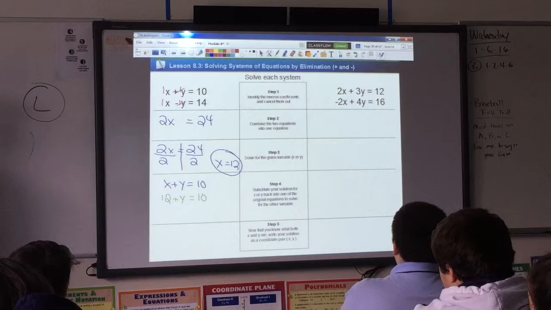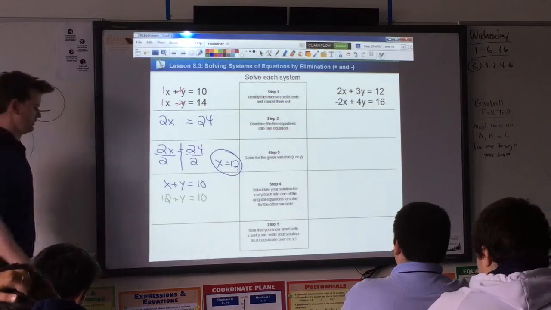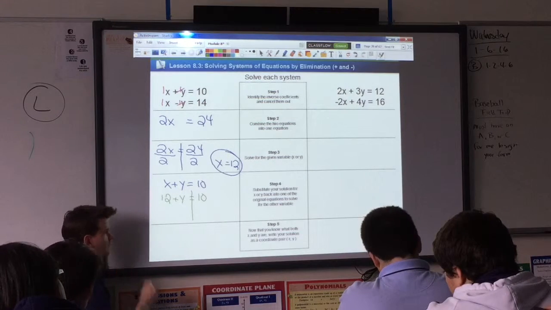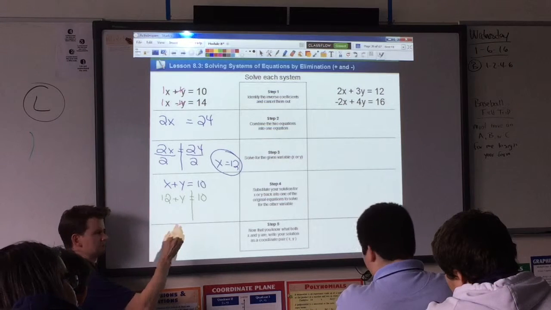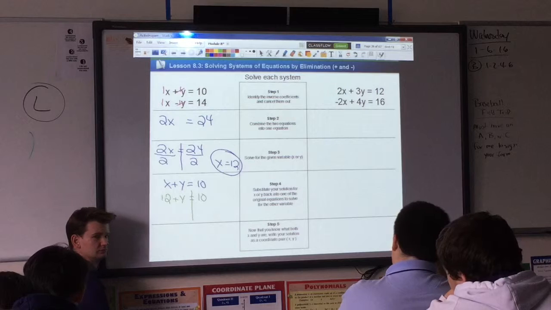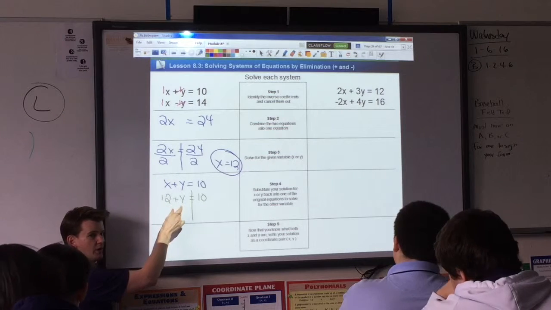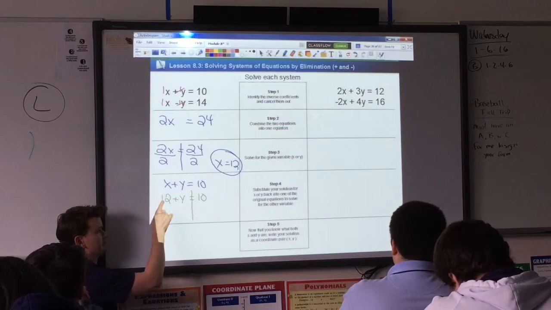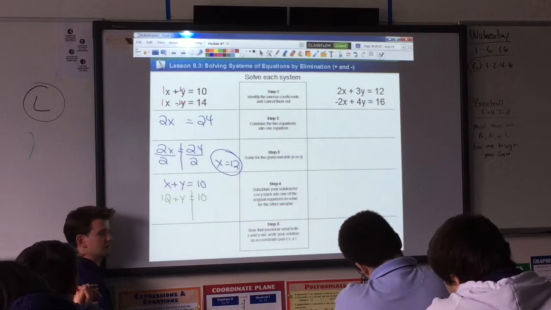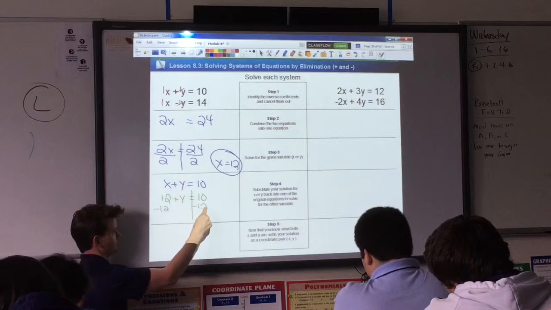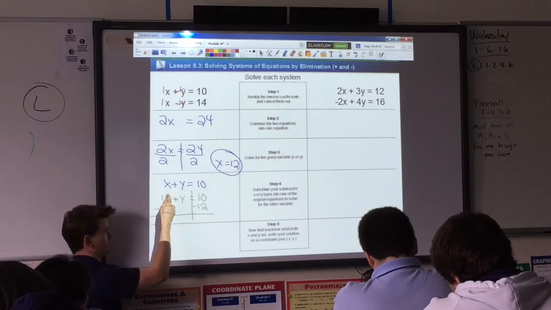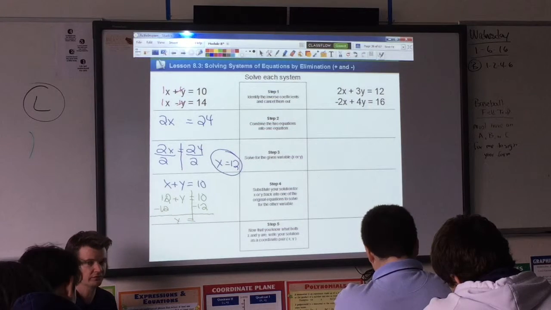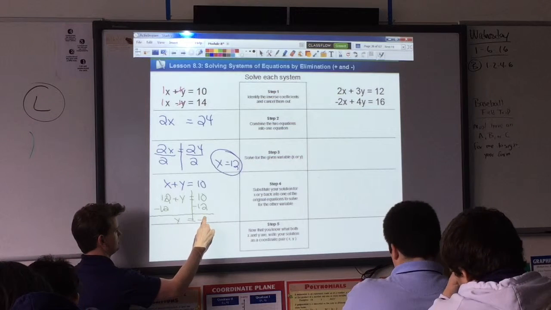Lauren, how would I solve for y here? What would I do? Draw the line. All I want to do is get this y alone. I don't have a coefficient, so I just need to get rid of the positive 12. How do I do that? I subtract 12 from both sides. What happens to these 12s? They cancel out. I bring down the y and the equal sign. Lauren, what is 10 minus 12? Negative 2. y equals negative 2.